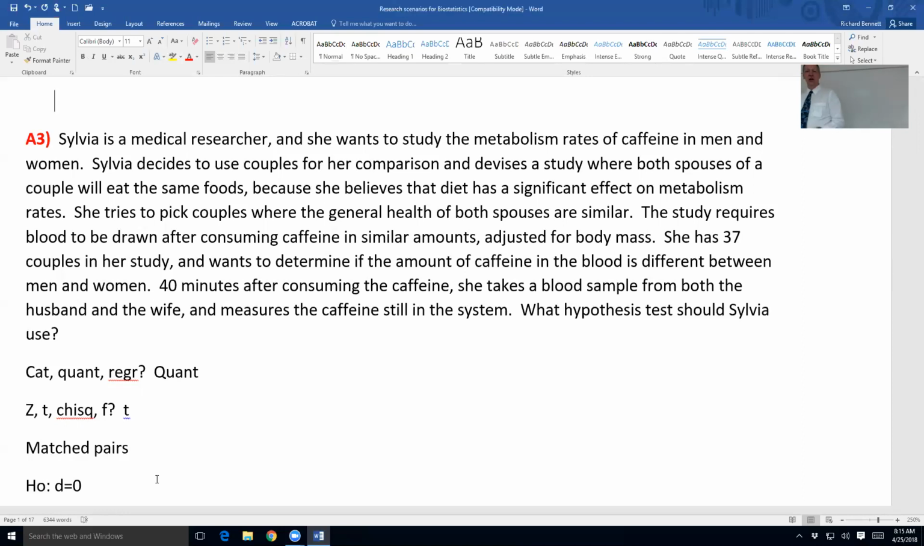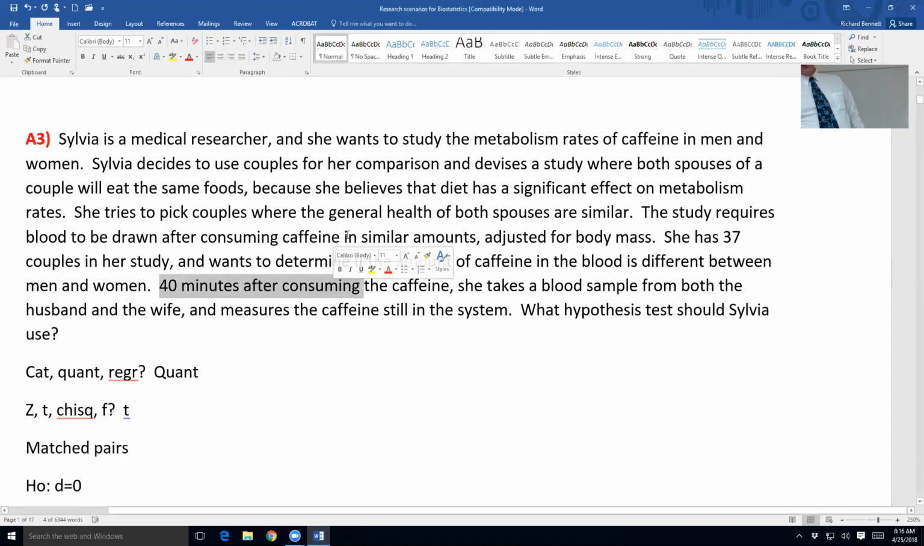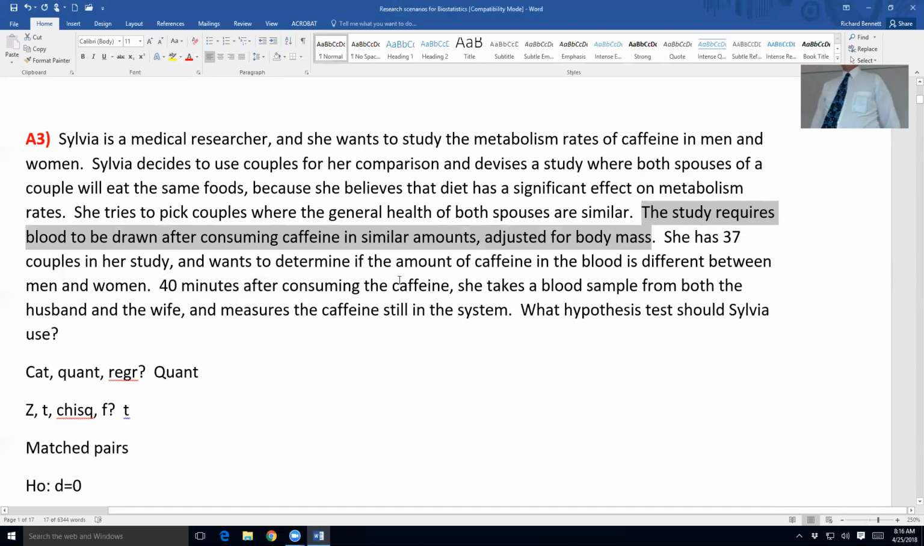They're just testing. No, they're doing it 40 minutes... Sounds like they're not doing it in the beginning though. They're just doing it after. Stupid, but they're not... The study requires after consuming caffeine in similar amounts. Well, if you don't have a baseline, what are you doing? We're seeing how fast the... It's a bad experiment design is what it is. Samantha, you had a comment, question?